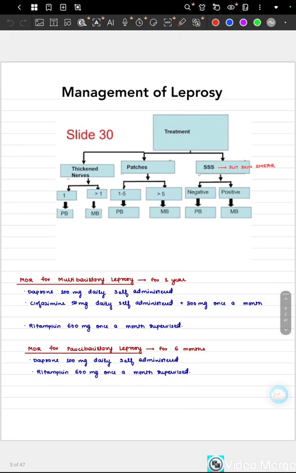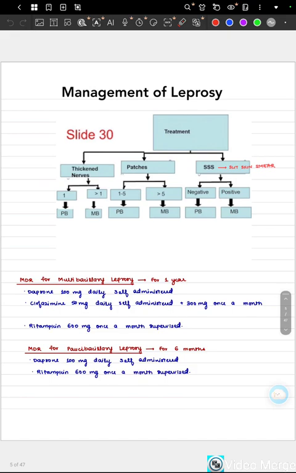So what is the treatment for paucibacillary? It is rifampicin and dapsone. Rifampicin 600 mg once a month supervised and dapsone 100 mg daily should be taken. For multibacillary, it is again the multi-drug regimen. It should be taken for 1 year. In paucibacillary, only 6 months.